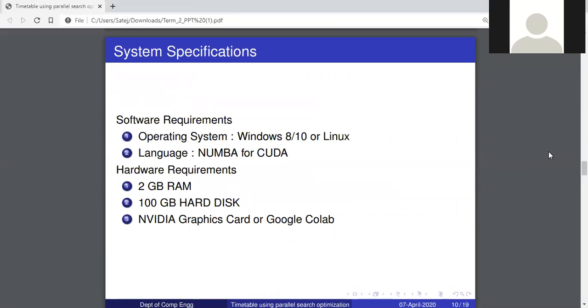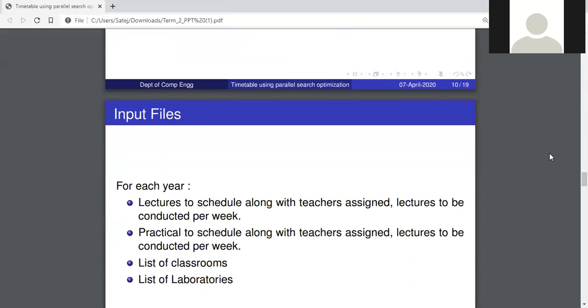The software requirements are that the operating system should be Windows 8 plus or Linux. The language which we are using for developing this software is Numba. The hardware requirements are 2 GB RAM, 100 GB hard disk, and an NVIDIA graphics card, or we can also use Google Colab, which has built-in access to GPU.